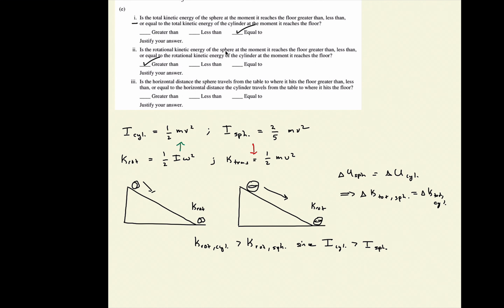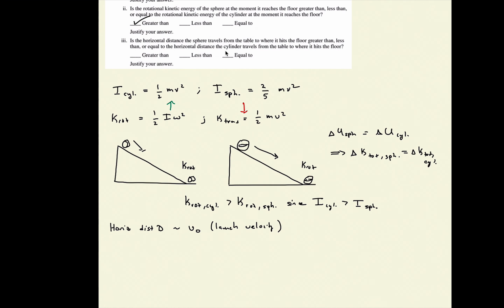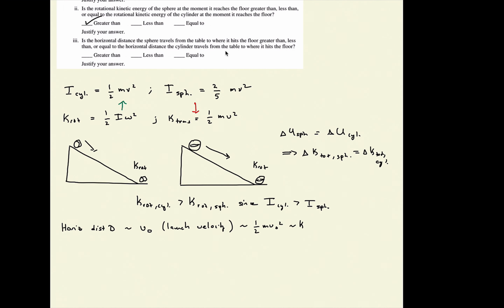And finally, is the horizontal distance the sphere travels from the table to where it hits the floor greater than, less than, or equal to the horizontal distance the cylinder travels from table to floor? Well, horizontal distance, what was that proportional to? That was proportional to v0, the launch velocity. Well, launch velocity, v0, where does that term appear? That appears in 1/2 mv squared, which comes from translational kinetic energy.